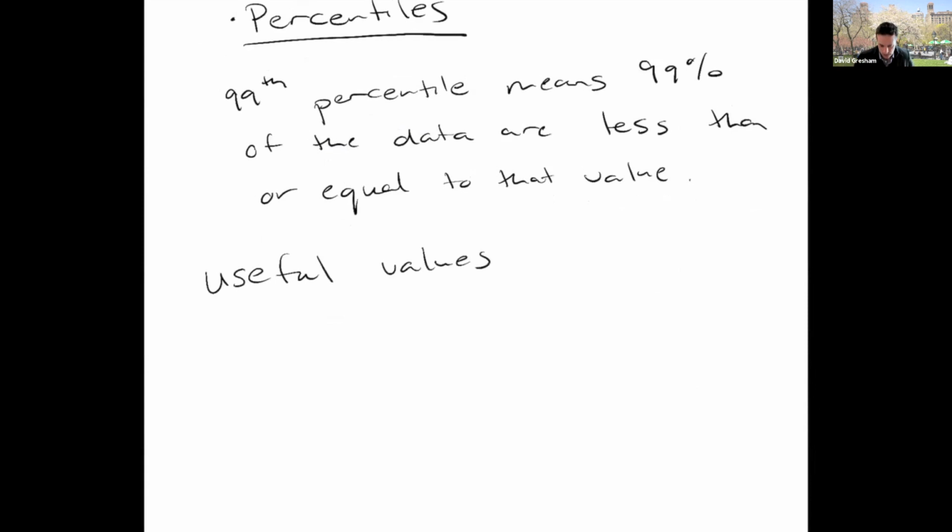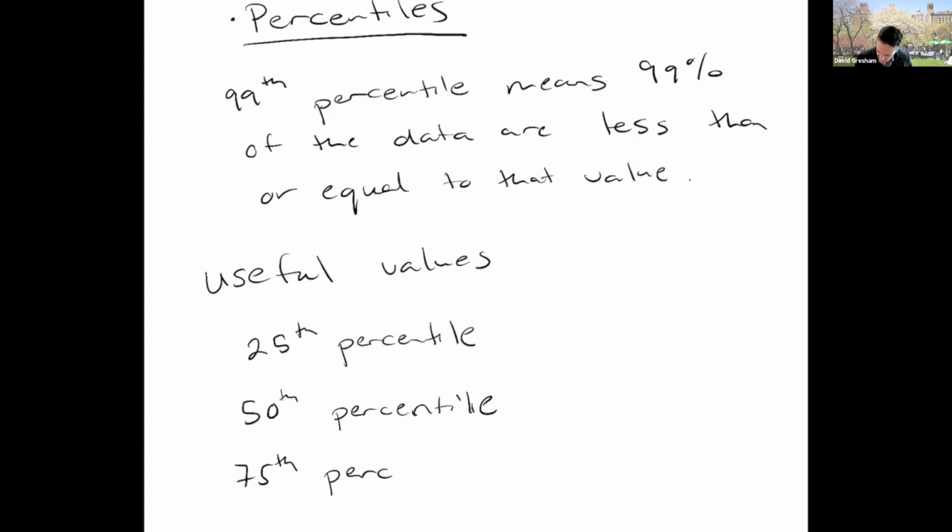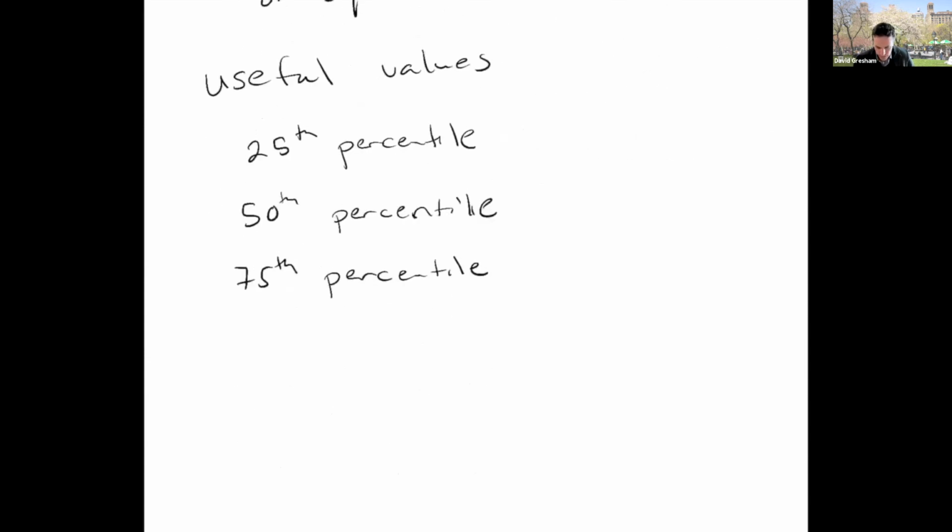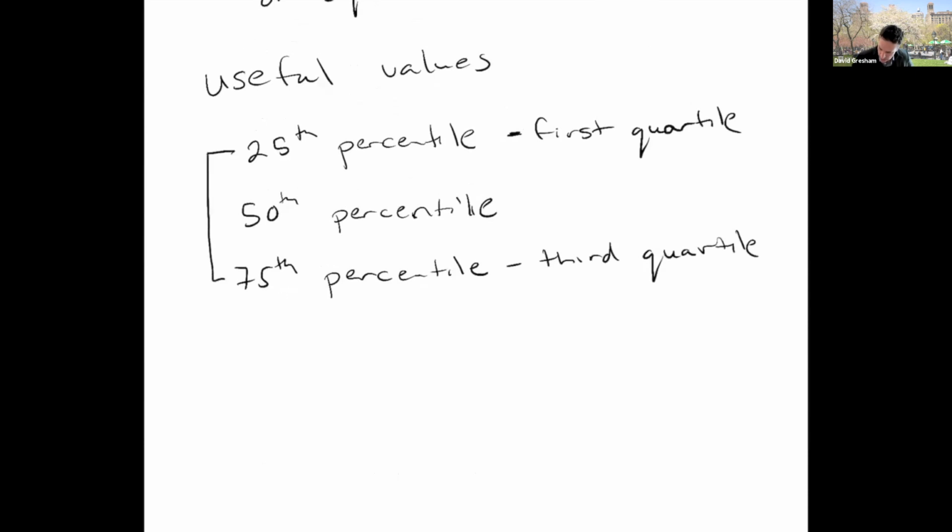Some useful values often are the quartiles. So we can talk about the 25th percentile, the 50th percentile, and the 75th percentile. This is called the first quartile. This is the third quartile. And one terminology that's used is the interquartile distance, which is the distance between these two values.